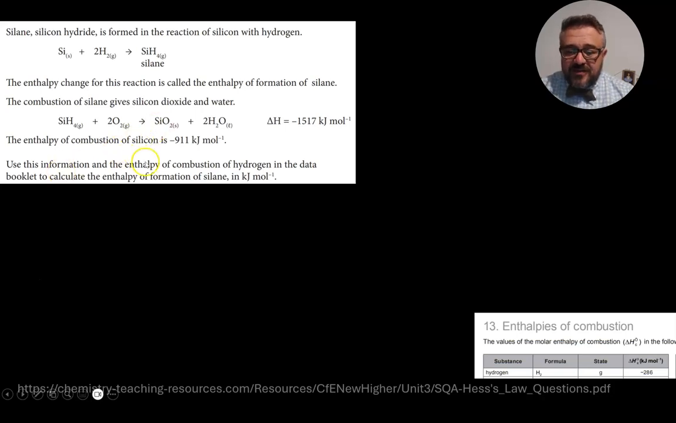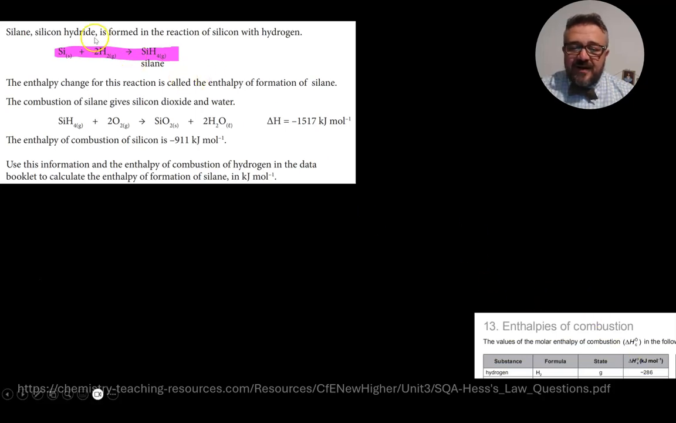So use this information and the enthalpy of combustion for hydrogen in the data booklet to calculate the enthalpy of formation of silane. Here's where the water molecule is, so you can see where the combustion of hydrogen is going to come in, because hydrogen plus oxygen gives you water. I've just pulled this out of the IB data booklet. The enthalpy of combustion for hydrogen, H2 as a gas, is minus 286 kilojoules per mole. So, a lot of different things in this question. We have to write some equations down. We have to come up with them ourselves.